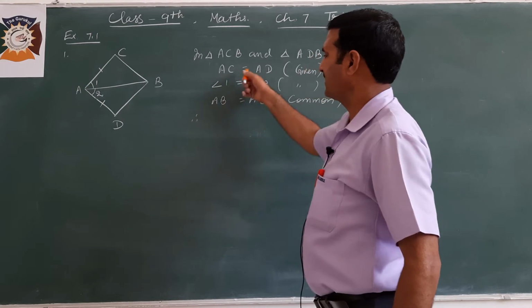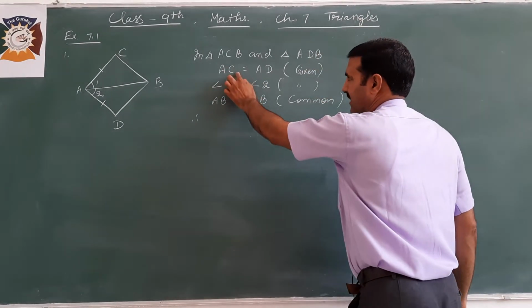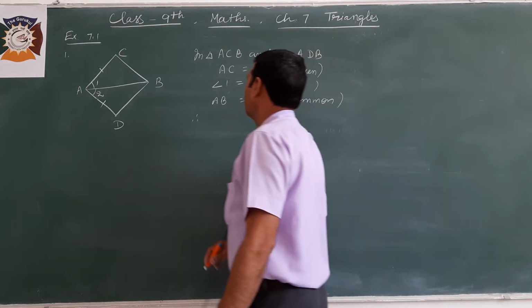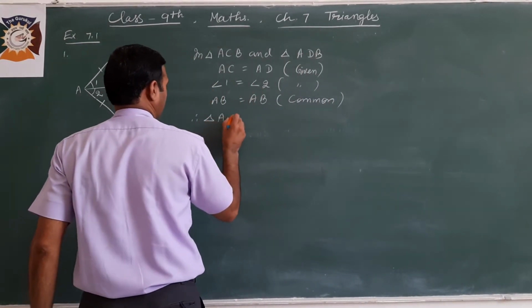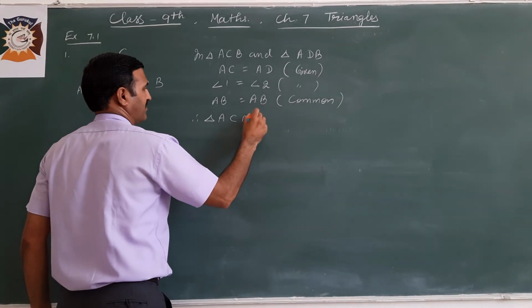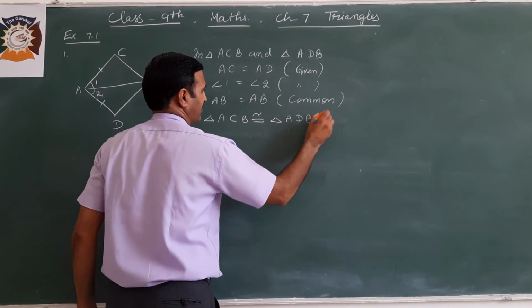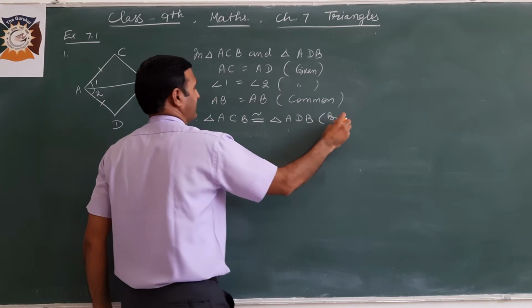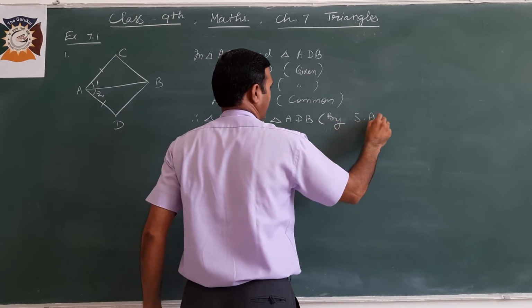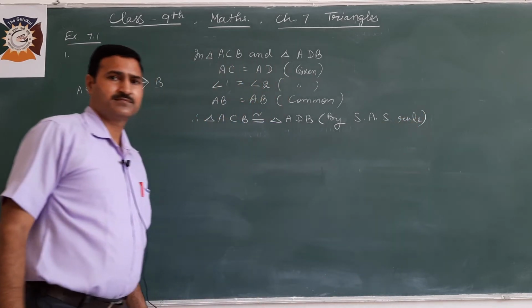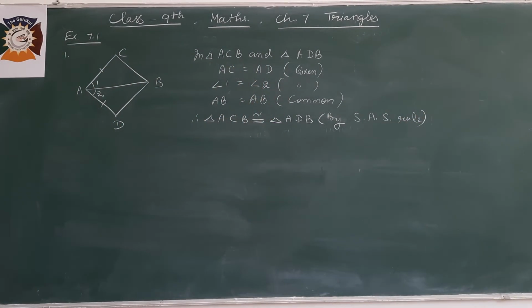Therefore, which criteria have I used? Side, angle, then side. Therefore, triangle ACB is congruent to triangle ADB by side, angle, side congruency. Hence proved.